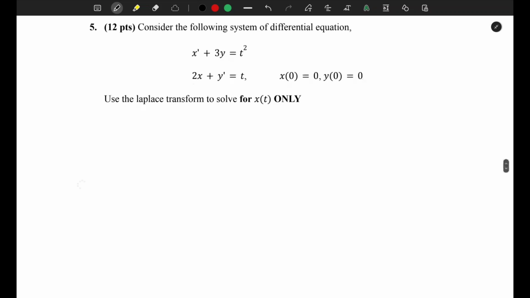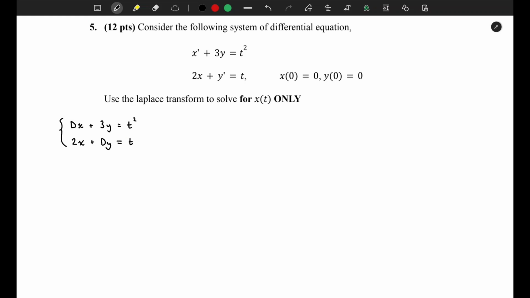Okay, so let's go ahead, and first what we want to do is use our D operators essentially. So we want to turn these equations into the D operators. So let's go ahead and do that. x prime would just be Dx plus 3y, and it's equal to t squared. And then we have 2x plus y prime, which would be Dy, and that's equal to t. So there we go. Those are our equations. We have them in the D operators.